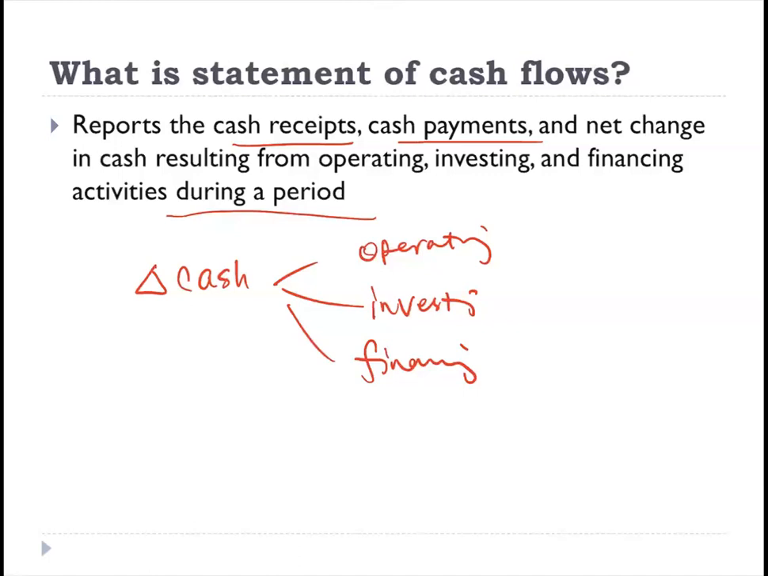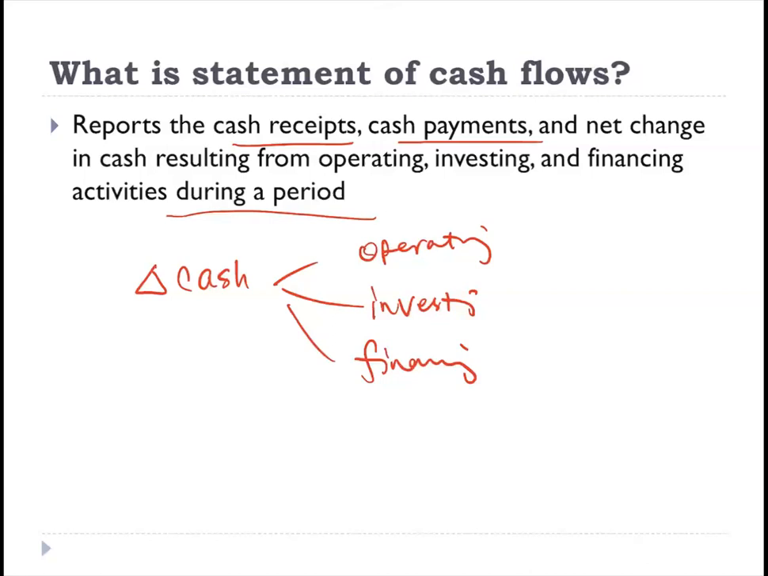And how about financing activities? Sometimes the firms may decide to raise additional cash by issuing stocks. So that is cash inflow, which is brought in by the firm's financing activities. And sometimes, because the firm has stocks, it may decide to pay out dividend to its stockholders, and that is a cash outflow from financing activity.